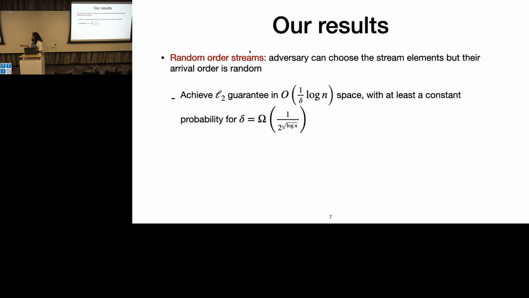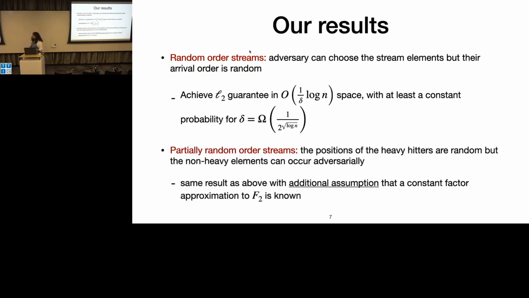We're able to show that for delta at least 1 over 2 raised to square root of log n. It sounds like a weird number, but we get it because our algorithm works for every delta, but the probability that we get is a function of delta, and we get constant probability only when delta is at least this much. We will see that soon.